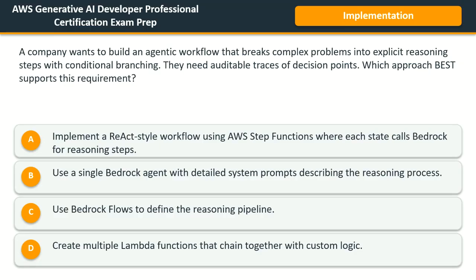Why are the other answers incorrect? Option B hides reasoning inside the model. There are no explicit decision points to audit. Option C uses Bedrock Flows. Flows are great for simple pipelines, but they do not provide the same level of auditable conditional logic. Option D chains Lambdas manually. That recreates Step Functions with more code and less visibility. For auditable agentic workflows, if reasoning must be visible, orchestrate explicitly. The correct answer is A.